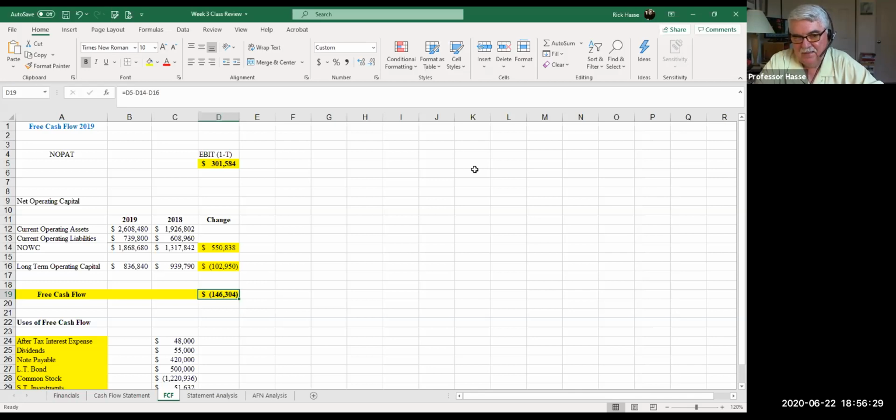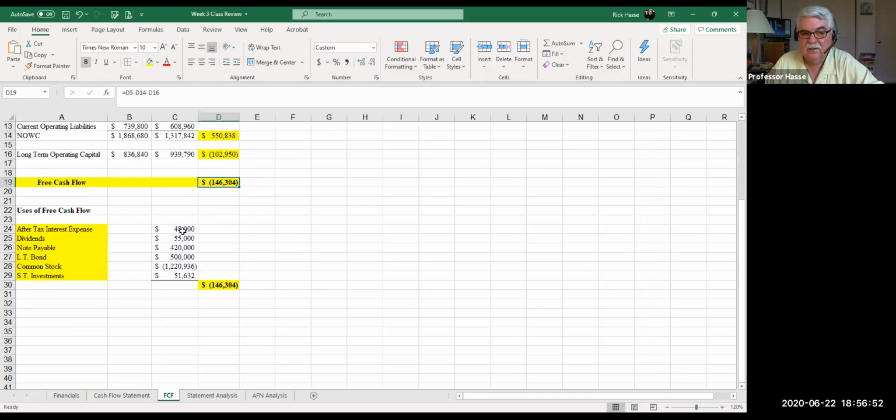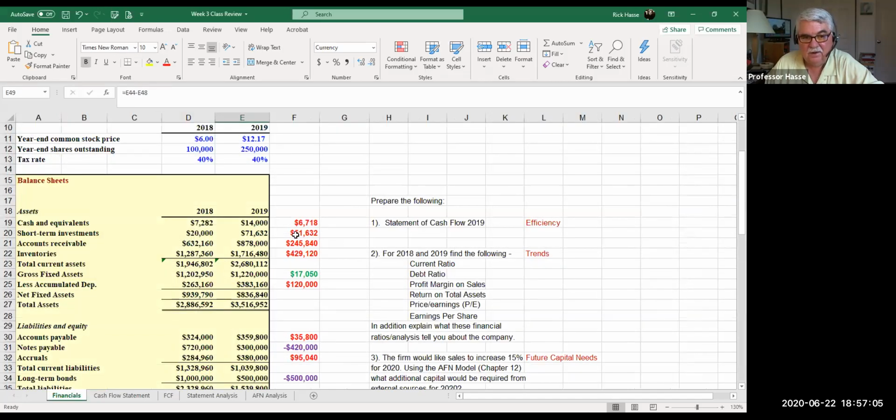Free cash flow is how much money we have left after we made our revenue and expenses and paid our taxes, and we paid for our operating assets and liabilities, and we paid for our long-term investments in assets. What's left over? And what's left over has to go to interest, dividends, paying off that debt position, and purchasing short-term investments. Notice all these numbers are right here.